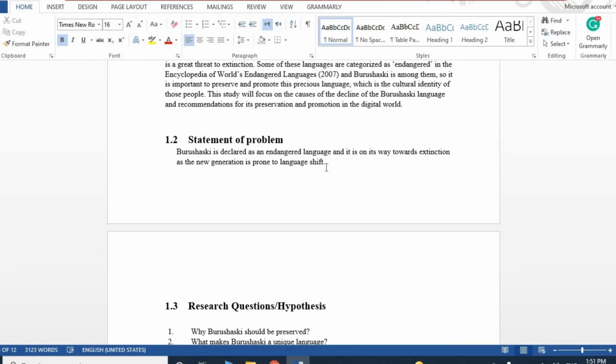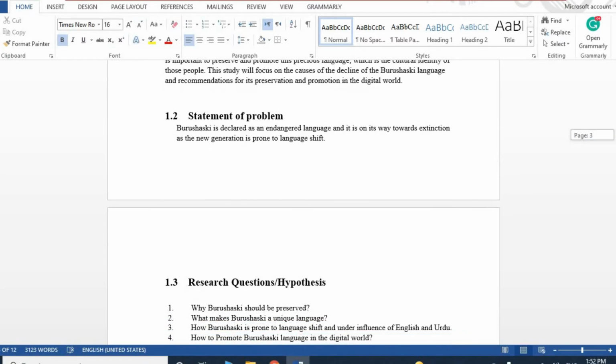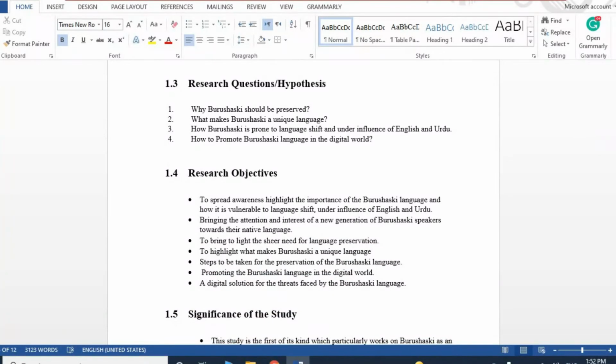The problem is that it is an endangered language, obviously. So Burushaski is declared as an endangered language, and it is on its way towards extinction, as the new generation is prone to language shift, right? I've briefly discussed the problem. After that come the research questions, different questions that you ask. For example, why should Burushaski be preserved, what makes Burushaski a unique language, how is Burushaski prone to language shift under the influence of English and Urdu, and how to promote Burushaski language in the digital world.